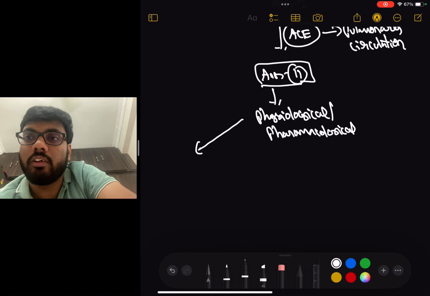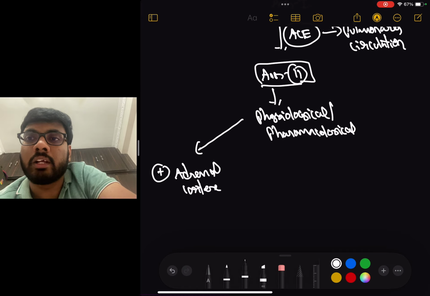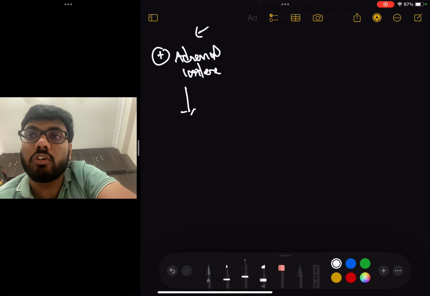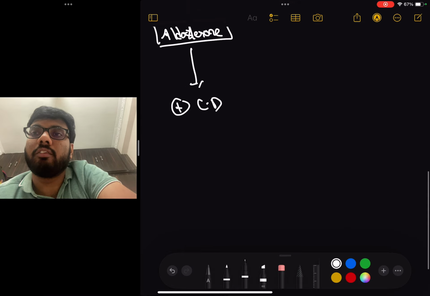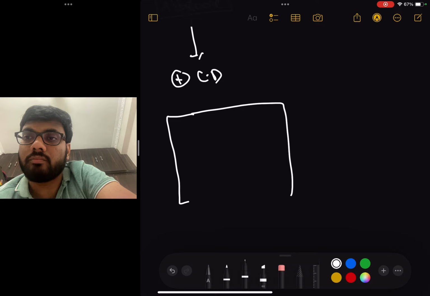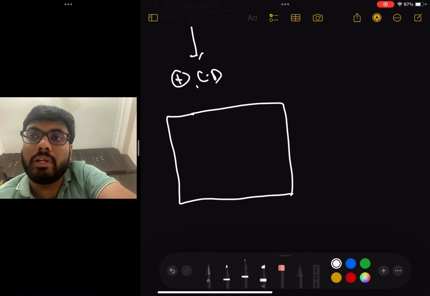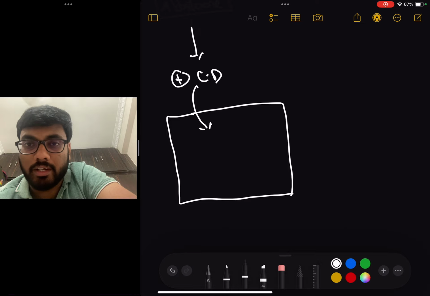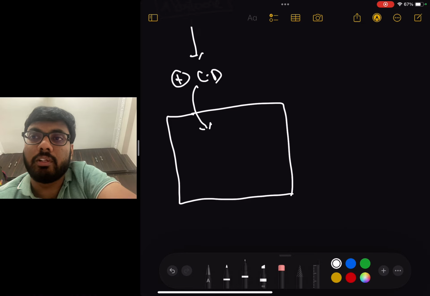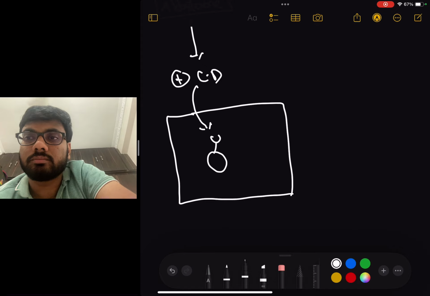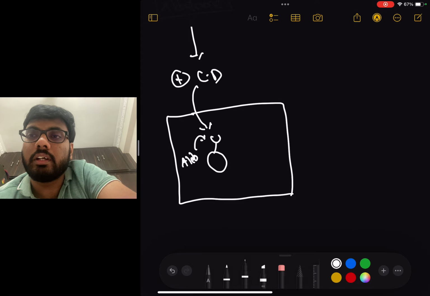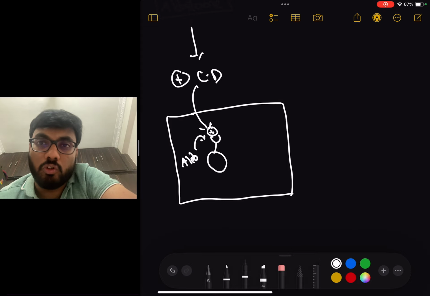It acts on the adrenal cortex. Once it acts on the adrenal cortex, it stimulates the release of aldosterone. This aldosterone now acts on where? It acts on the collecting duct. If you consider this a cell of the collecting duct, it acts from the basolateral side, and since it is a steroid hormone, it is lipid permeable, therefore it acts on the nuclear receptor located inside the collecting duct cell, the aldosterone receptor.